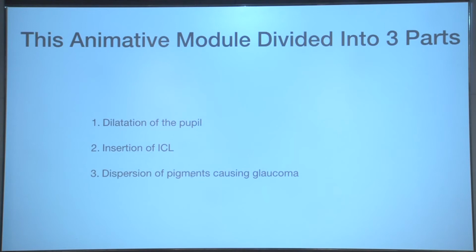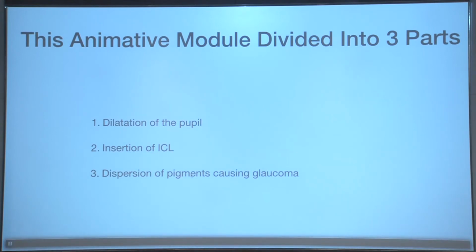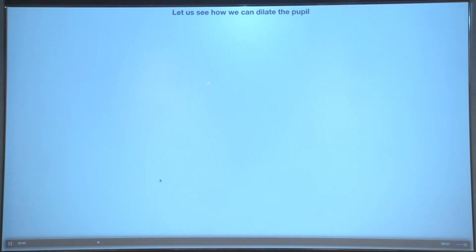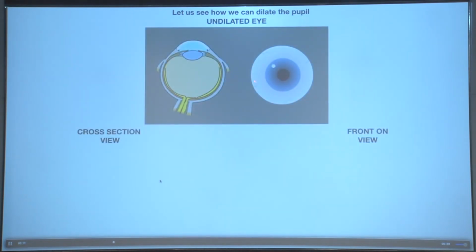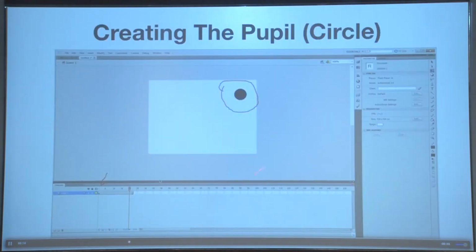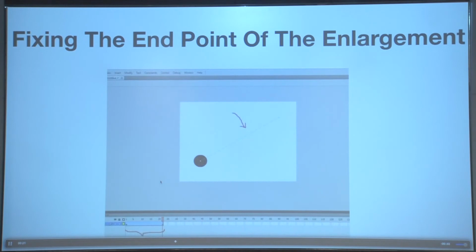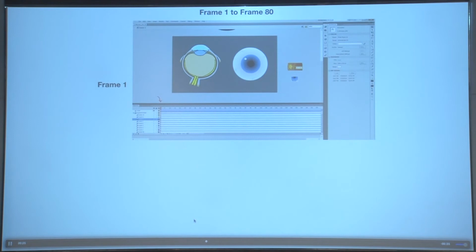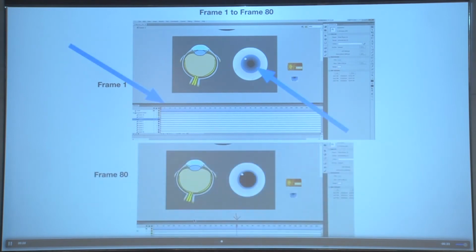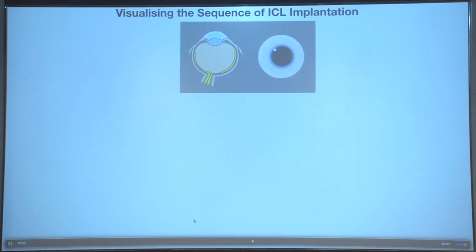So how did we dilate the pupil? Simple dilatation of the pupil can be done by enhancing the circle size. So you have drawn a circle, a small circle, meaning the pupil is constricted. At the end frame, you'll draw a larger circle. It is done by using a tool called the motion tween. So it's just like drawing a simple circle and enlarging the circle. In frame 1, you'll have a smaller circle, and in frame 80, that is the last frame, we'll have a much bigger circle. So from frame 1 to frame 80, the circle enlarges in size, giving the illusion of dilatation.